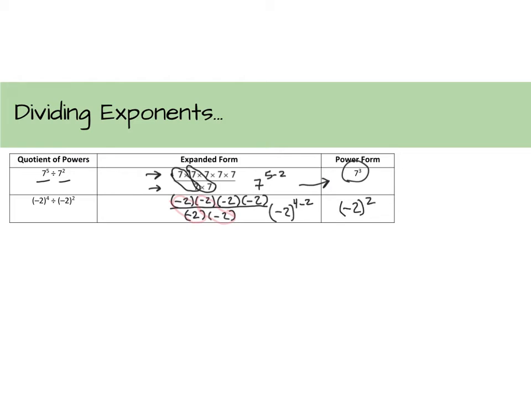The takeaway from these examples is that anytime we're dividing exponents with the same base, we subtract the exponents to simplify that expression.